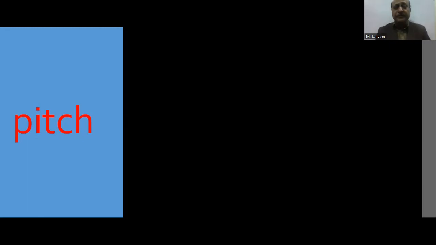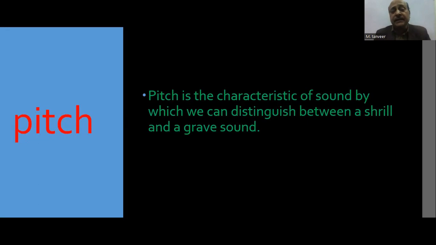If some ladies are talking and some gents are talking, you can recognize their sound at the same distance. Their loudness is the same, but their pitch is different. The sound of ladies and children is shrill and that of men is grave. So pitch is that characteristic of sound by which we can distinguish between a shrill and a grave sound. That is called pitch.